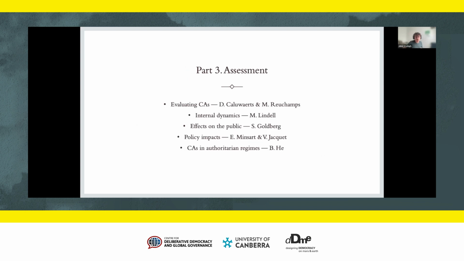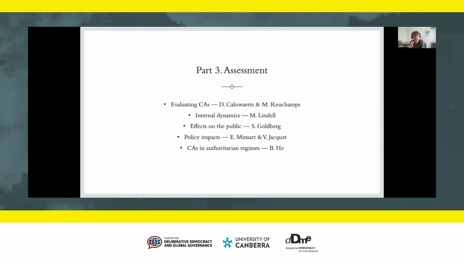And then we go on to part 3, which is about the assessment of the various contributions of citizens' assemblies. A first chapter written by Didier Caluwaerts and Min Reuchamps sets a gold standard for the survey to evaluate citizens' assemblies from the perspective of its participants. And then in the second chapter, we have Marina Lindell, who discusses all the effects of deliberation and information provision within a citizens' assembly on its participants.